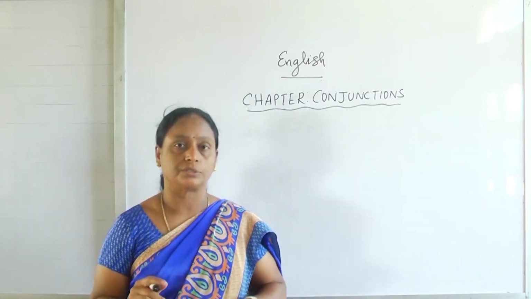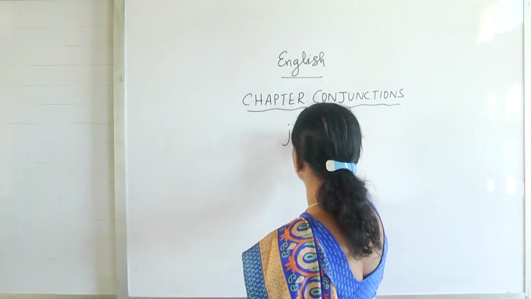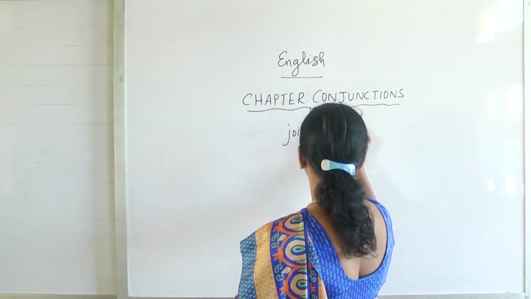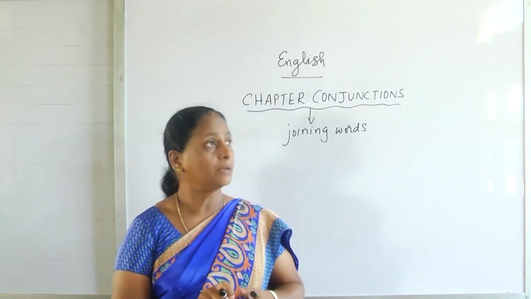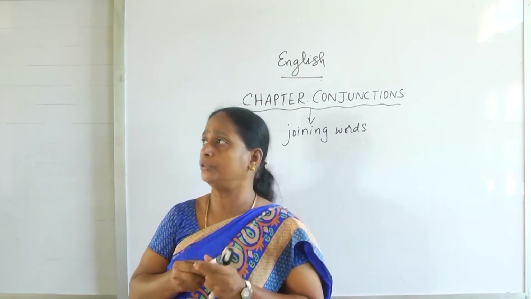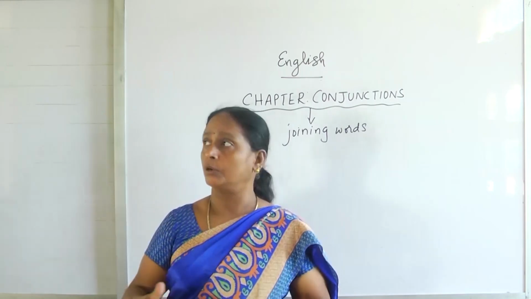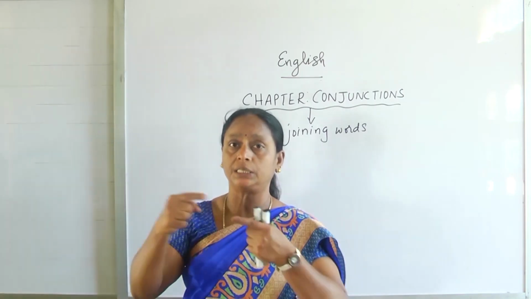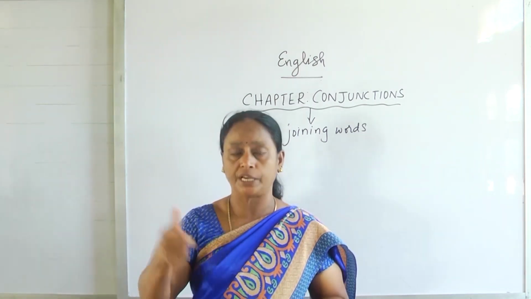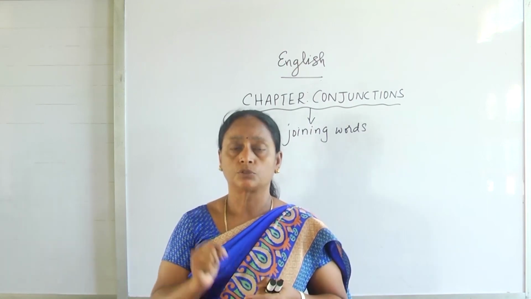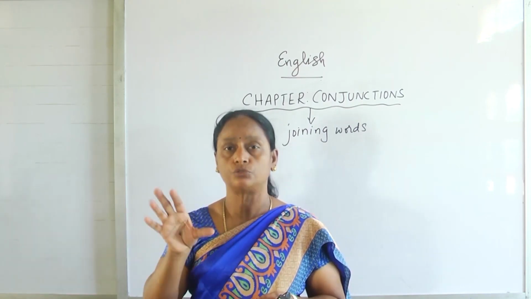What is meant by conjunctions? Conjunctions means joining words. For example, you can see an electrician is coming and doing so many connections to the wires from one room to another room, from one device to another device. He needs some conjunction. For connecting the wires, what does he need? He needs some tapes to connect the wires. So like that, when we want to join the words, we need some conjunctions to join it.